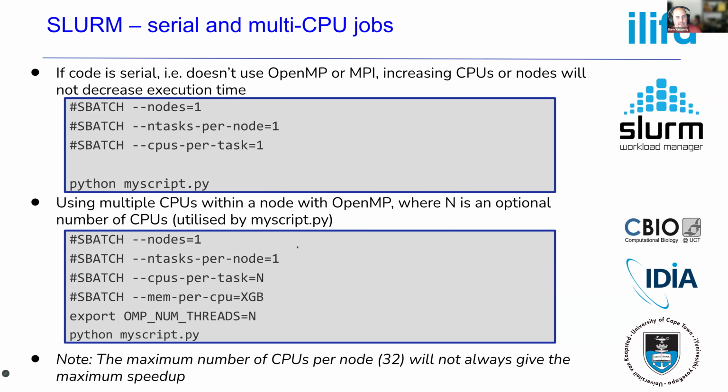However, if we need to use multiple CPUs within a node with OpenMP, say, or threading, it depends how clever your Python script is.